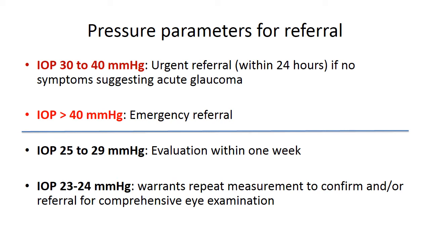Intraocular pressures from 25 to 29 need evaluation within 1 week, and pressures between 23 and 24 warrant repeat measurement to confirm and/or refer for comprehensive eye examination. As a preventative measure, we consider starting the patient on medication when we record an IOP greater than 22 millimeters on 2 separate occasions, or if there is evidence of glaucomatous changes, such as high cup-to-disc ratio or visual field loss consistent with glaucoma.